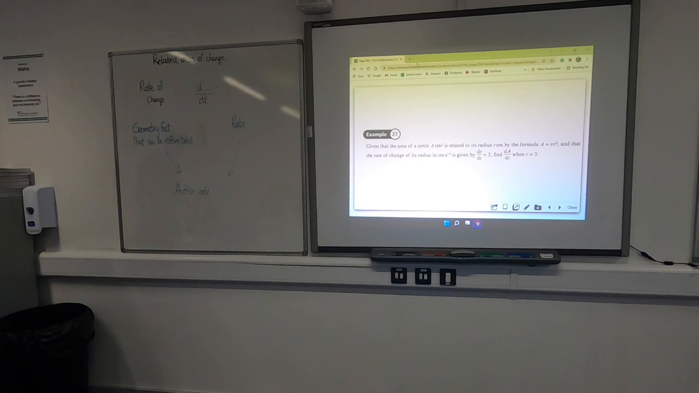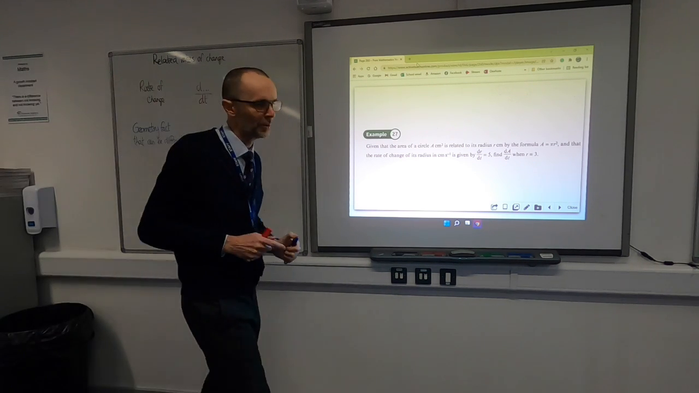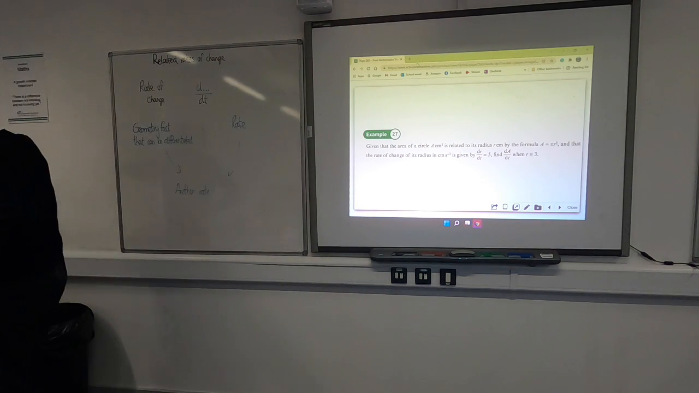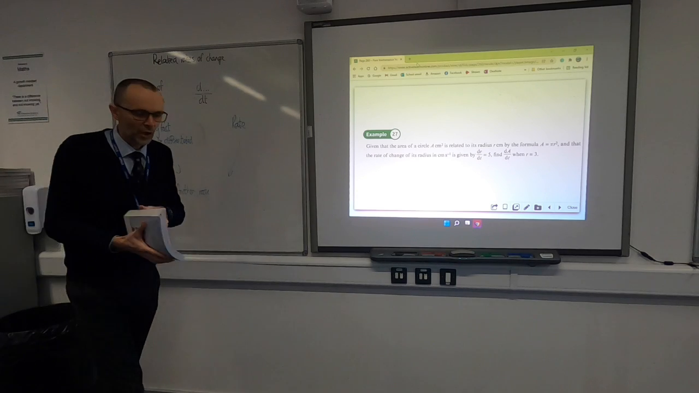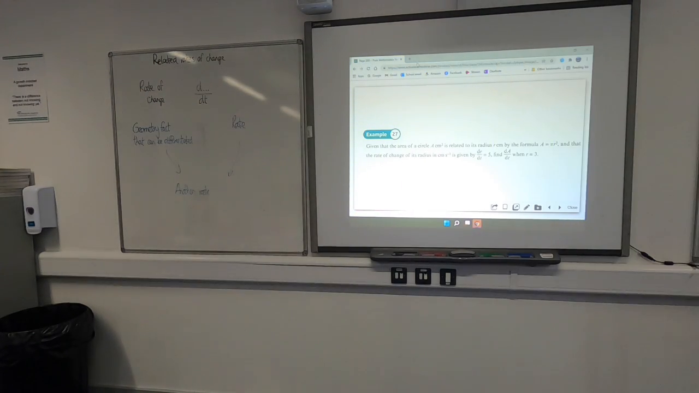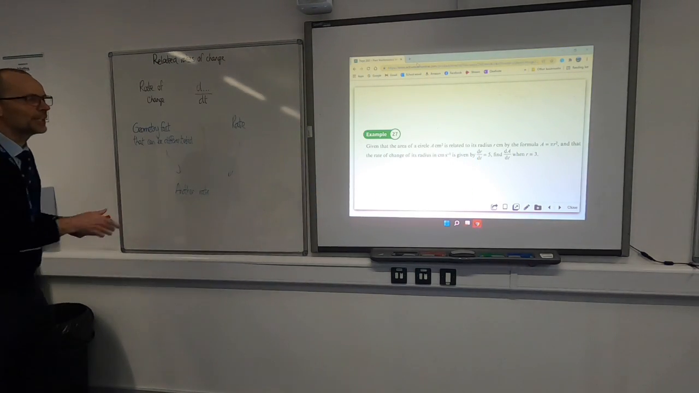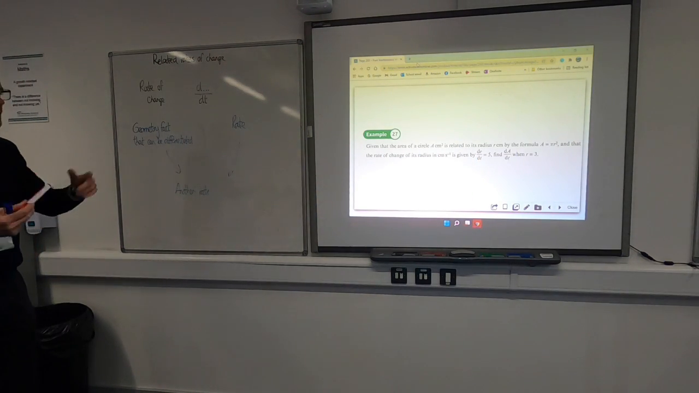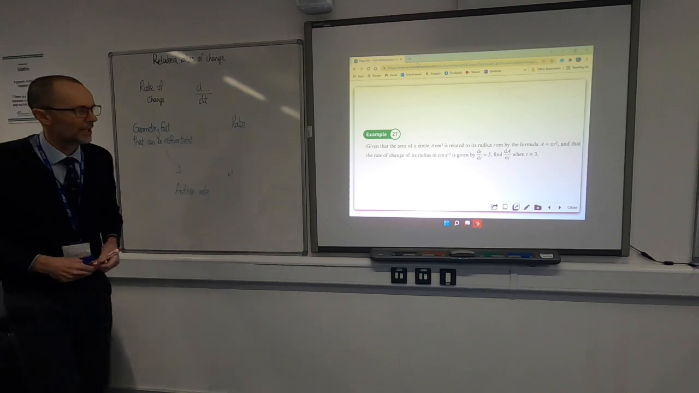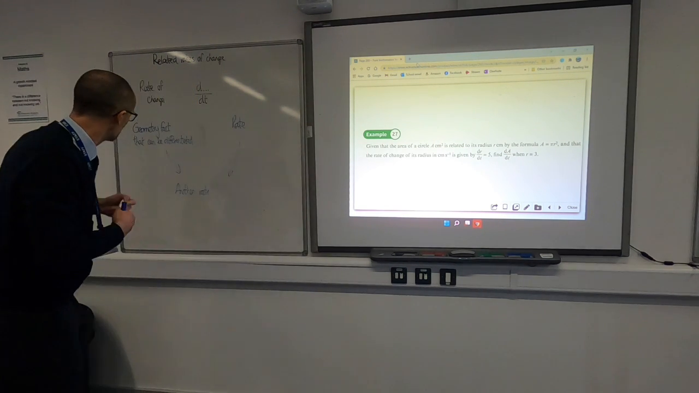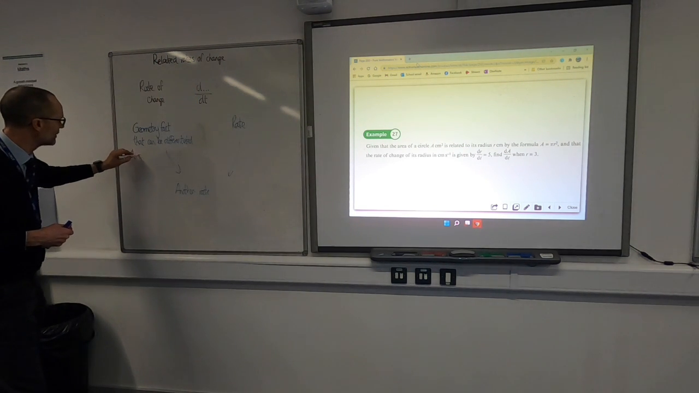So let's have a look at this example here. If you can't read it on the board, it's page 260 in the online version of the textbook, and if you have a paper version at home, it's page 261. In fact, I think it's page 261 in the online version as well. In this question, this is about the area of a circle, and they give us the formula. We would be expected to remember that normally. So that's the geometry fact.